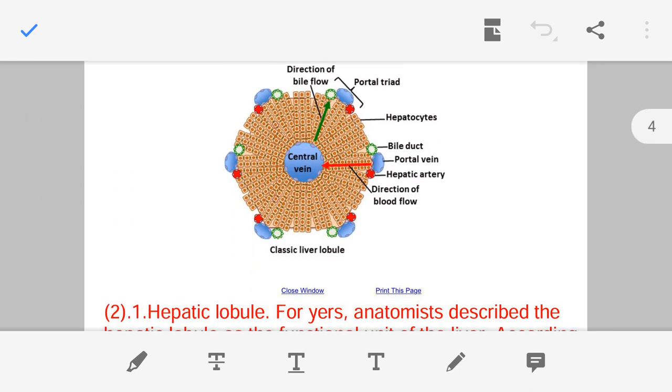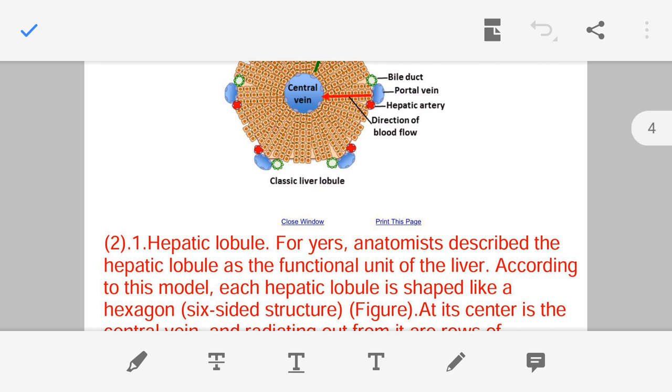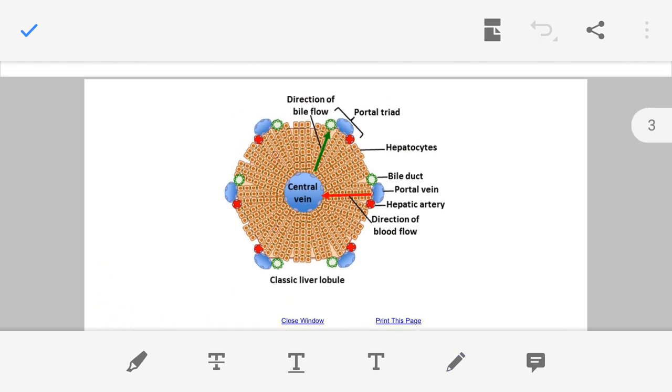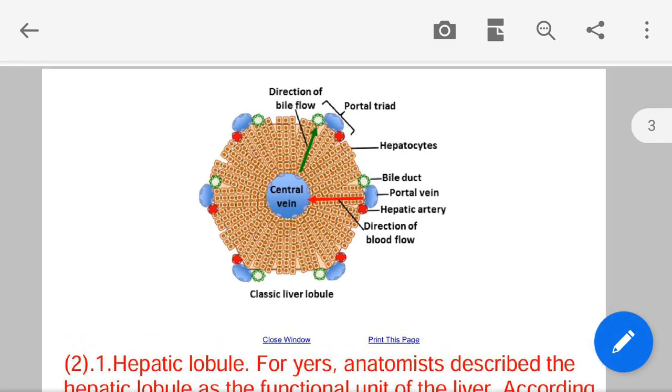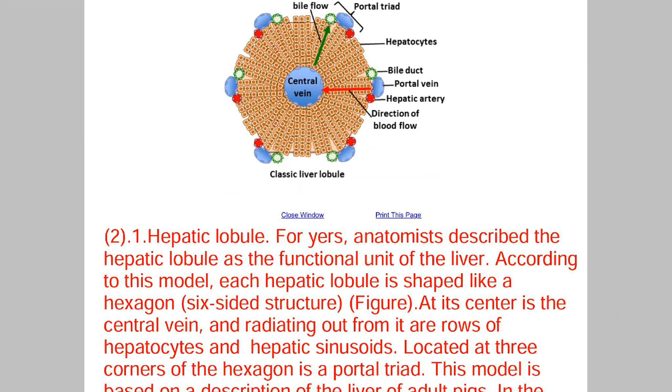Moving on to the second point of our discussion. In this second point, we are discussing the hepatic lobule. Now before that, I am showing you this one, which is the hepatic lobule. So we are going to discuss this. You read the names.